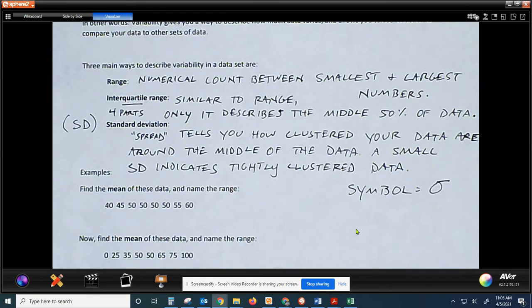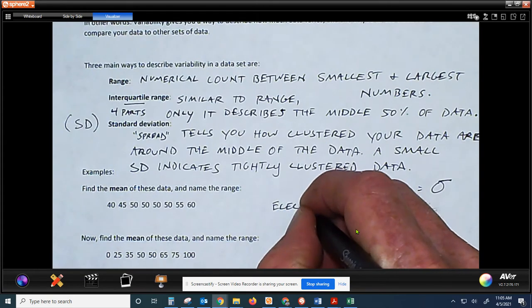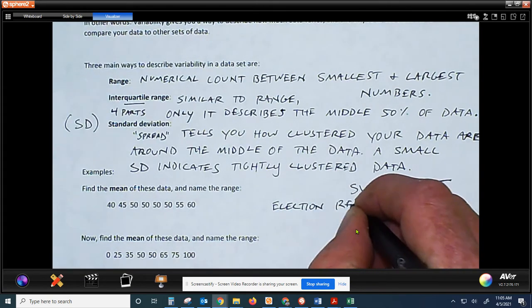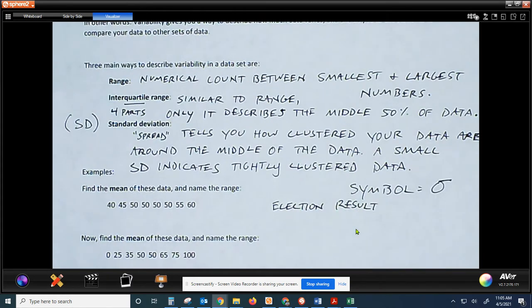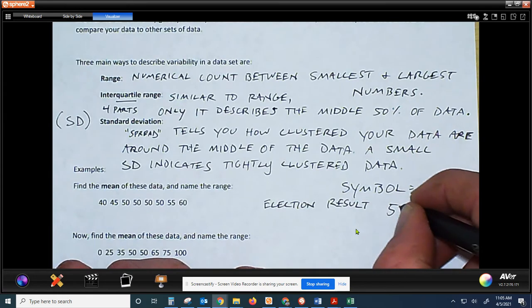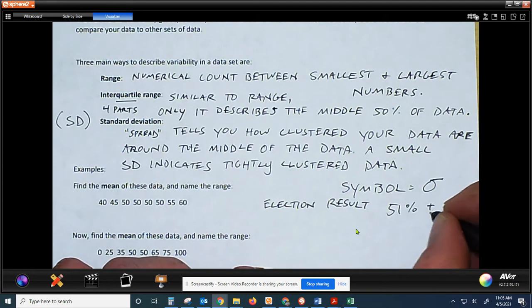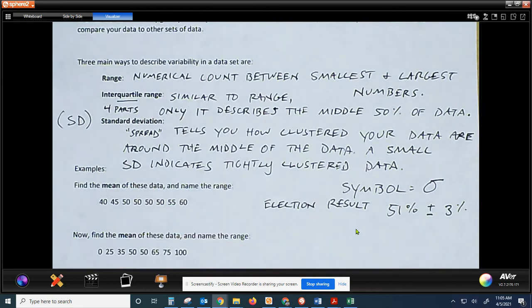Why do you care? Because this is the way that data are reported, say, for an election. So I could have an election result, and before it's official, they could say a candidate got 51%, but there's error that they're not sure about, described by the standard deviation, and they say, well, we're not totally sure yet because not every vote's been counted, so we're going to say it's 51% plus or minus 3%.